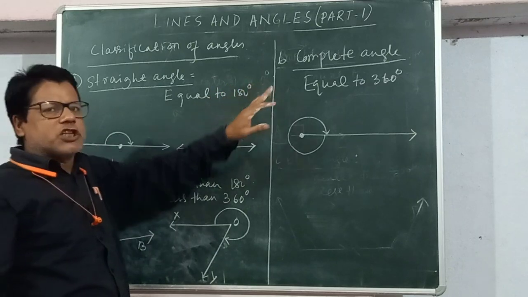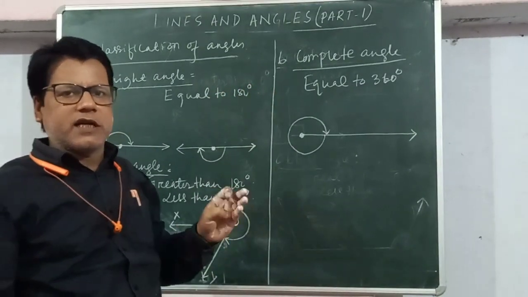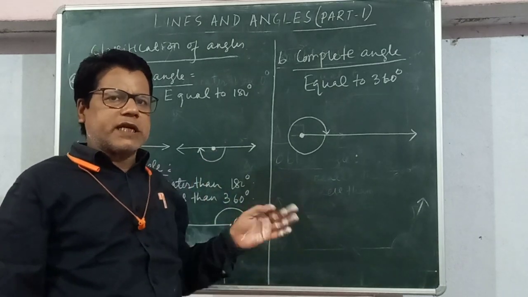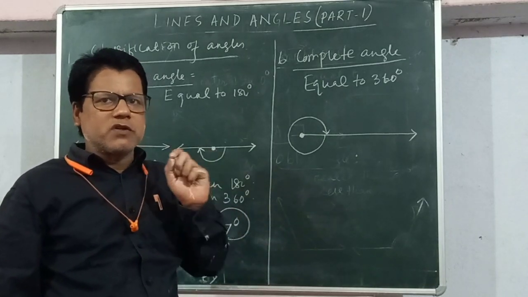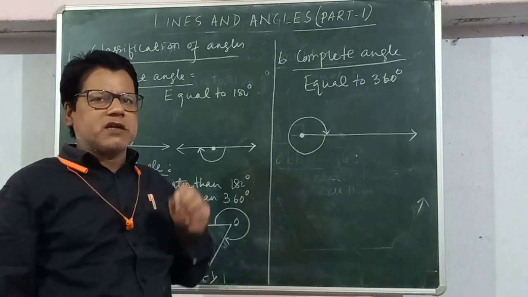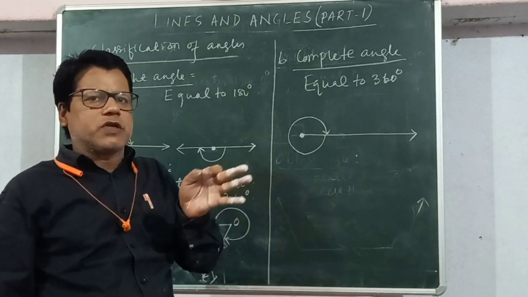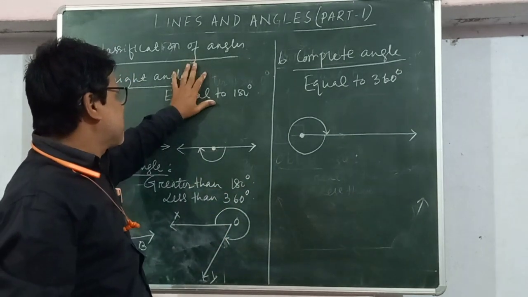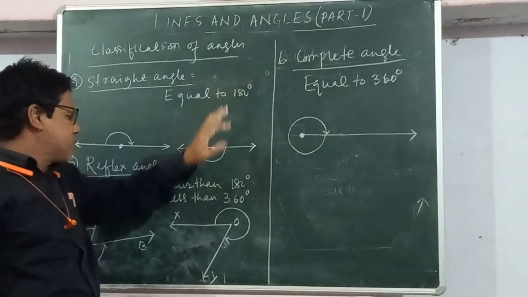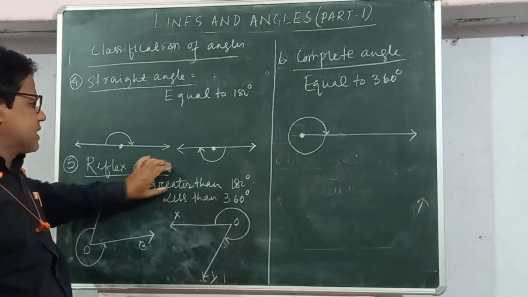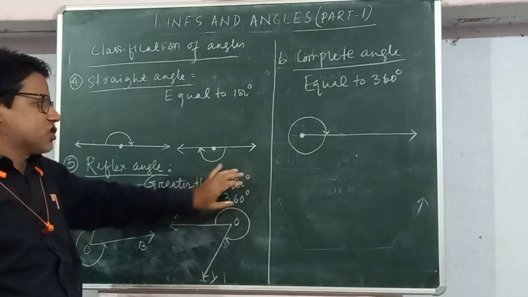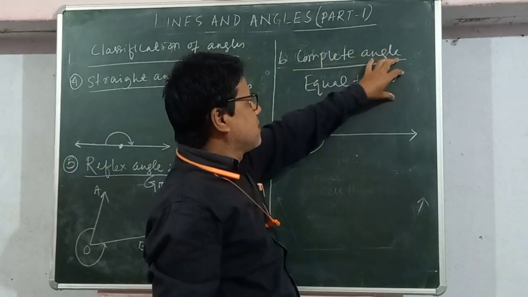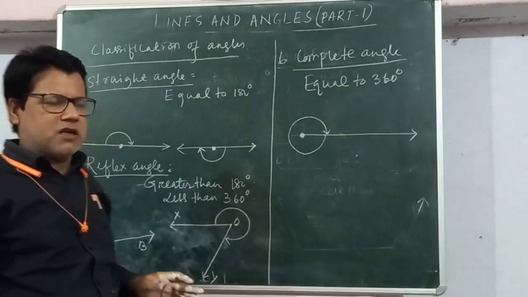So we read about 6 different types of angles. First, acute angle, whose measure lies between 0 to 90. Second, right angle, whose measure is equal to 90. Third, obtuse angle, whose measure lies between 90 and 180. Fourth, straight angle, whose measure is equal to 180. Fifth, reflex angle, whose measure is greater than 180, less than 360. And sixth, complete angle, whose measure is equal to 360.